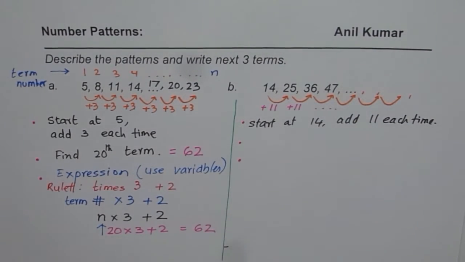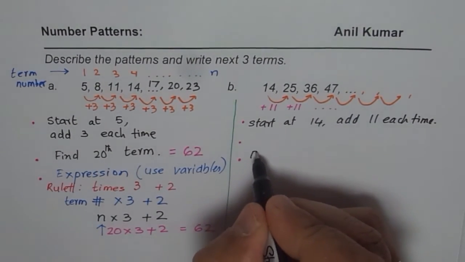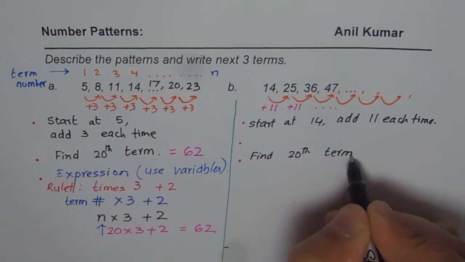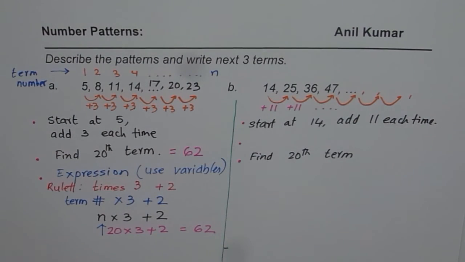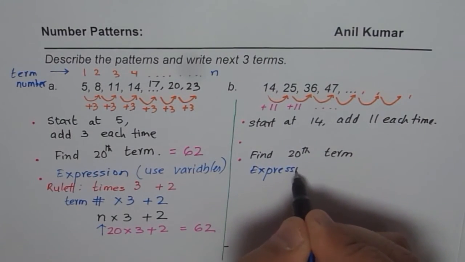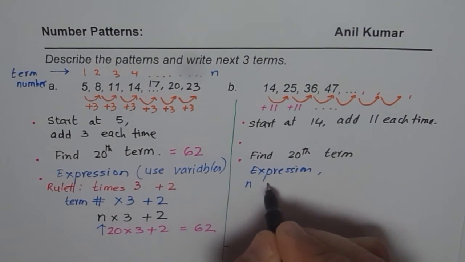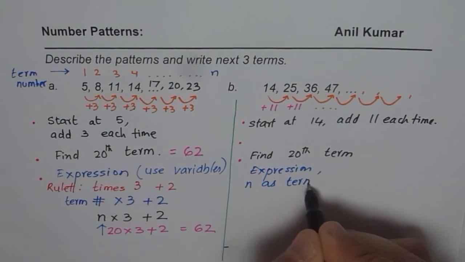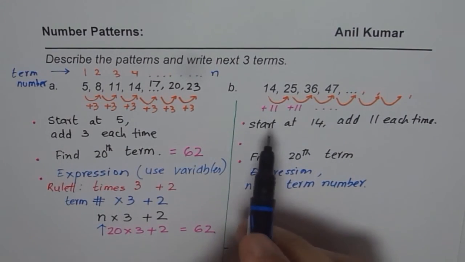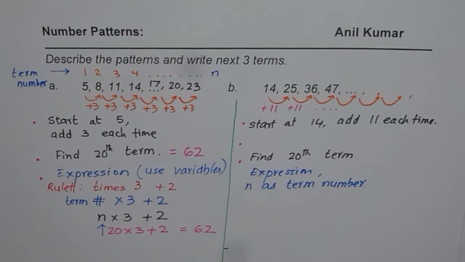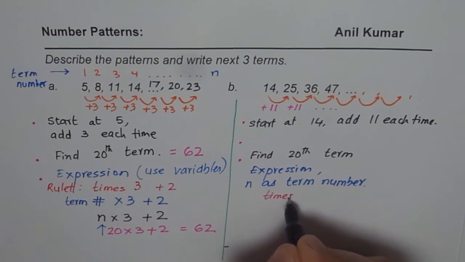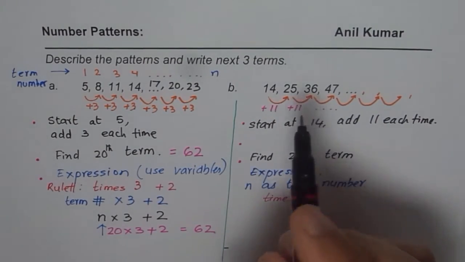Now my question again comes, find 20th term. How will you find 20th term? That is the key, right? So for that, you need to develop an expression, right? So you need to find an expression, and in this expression, I will use n as term number, right? How do I get it? We know that by adding 11, we are getting our result. So let us do times 11.